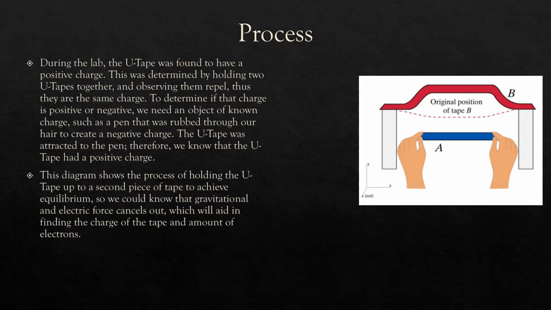This diagram shows the process of holding the U-tape to a second piece of tape to achieve equilibrium, so that we know the gravitational and electric forces cancel out. This will help us in finding the charge of the tape and the amount of excess electrons that we have.